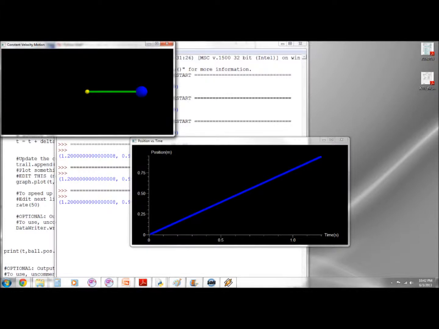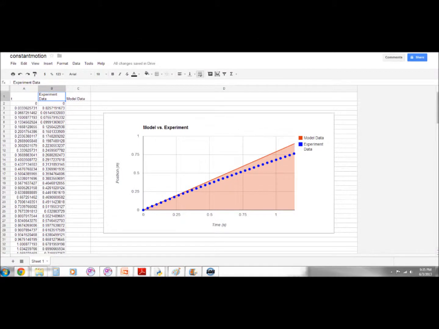The last part of the experiment is to compare the predicted motion of the model to the motion of the real-life object. I enter the values from Tracker and the values generated by the Python program into a spreadsheet and create a chart to compare the two sets of values. They are fairly close, but the model data has a constant slope of 0.788, while the experimental data has a slightly smaller slope and seems to be a little bit curved.